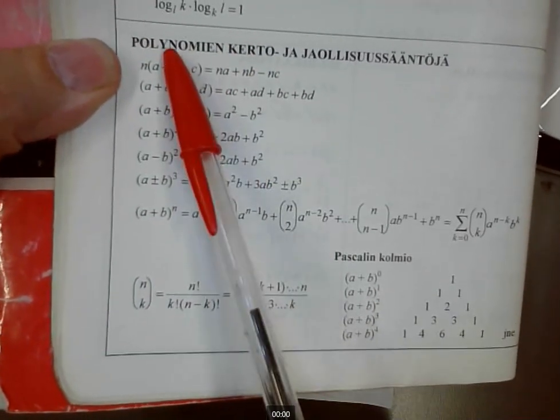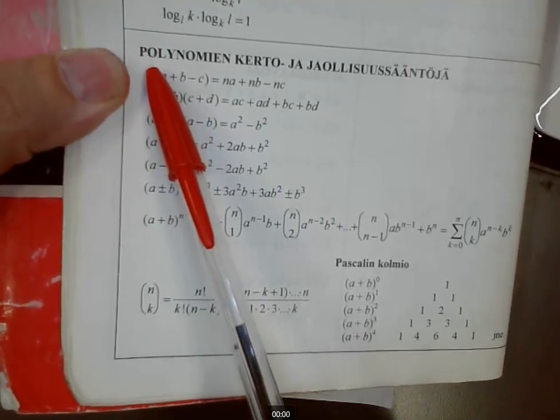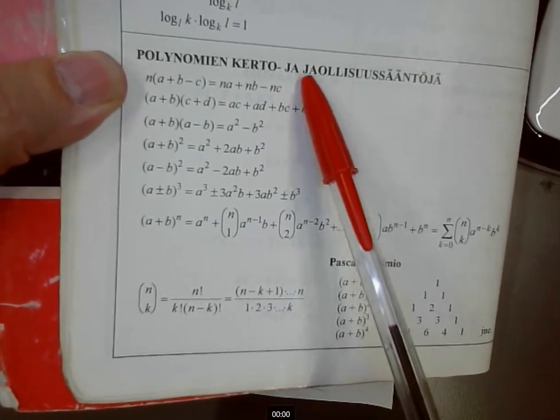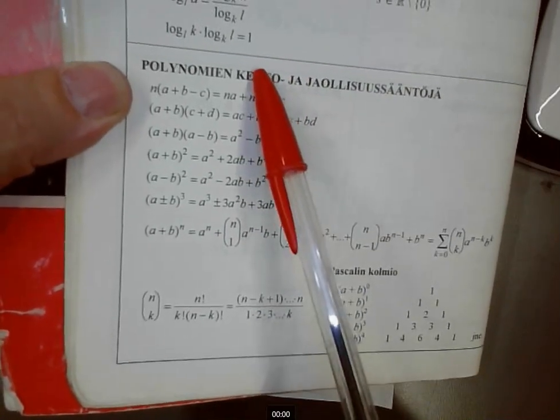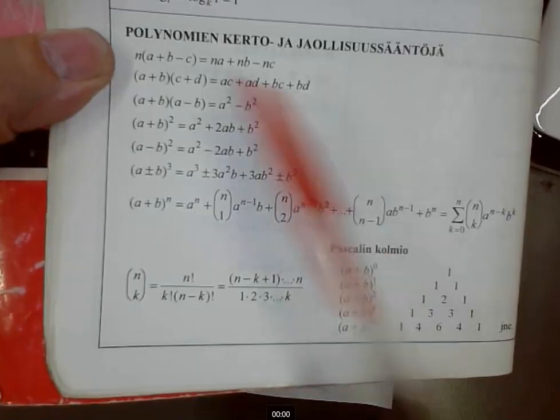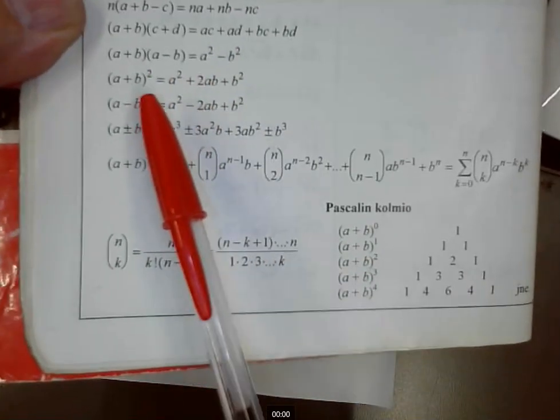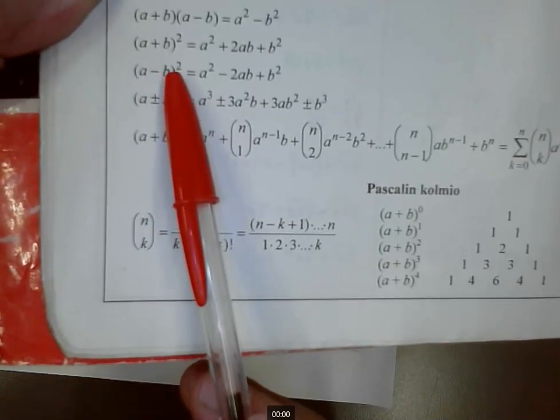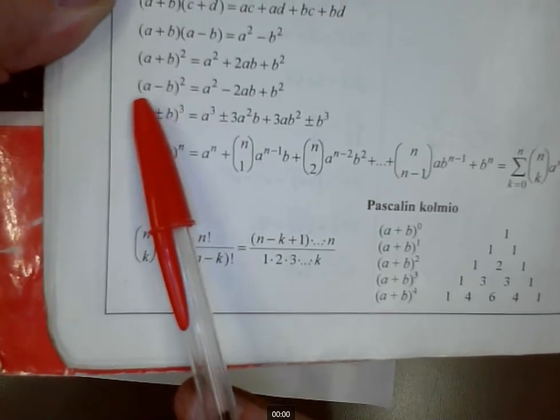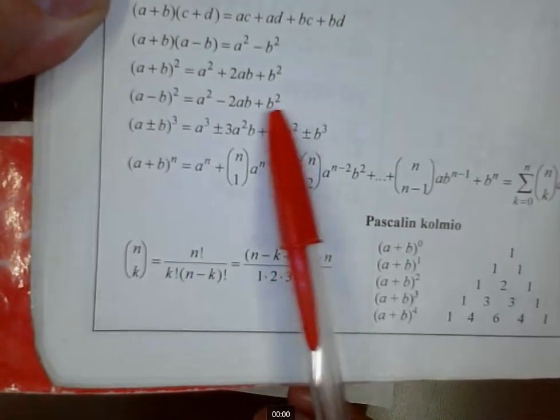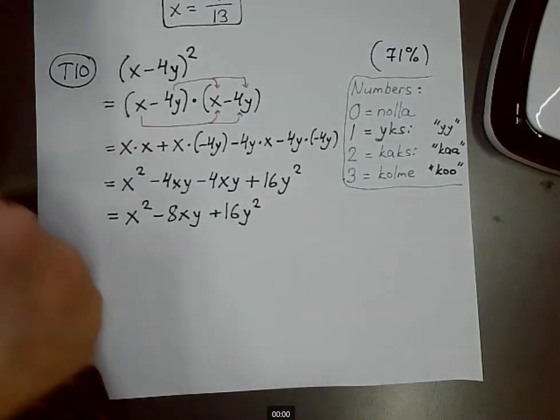There are, freely translated, multiplication and divisible rules of polynomials. So there are some rules which we have actually used already, but this is the one which we have now. We have something, a minus b, inside of parentheses, and then the exponent is 2, and we may use this kind of formula.